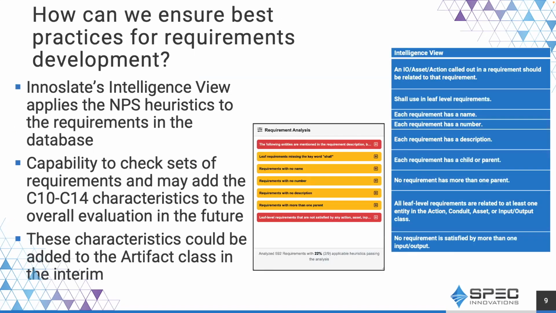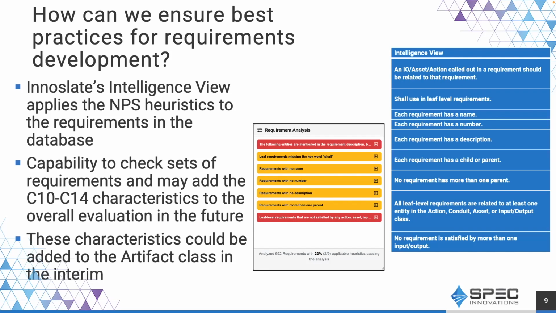So how can we ensure the best practices for the requirements? This is where we've implemented the intelligence view and implemented the NPS heuristics in the database. This actually reads every element of the database and looks across these different criteria.